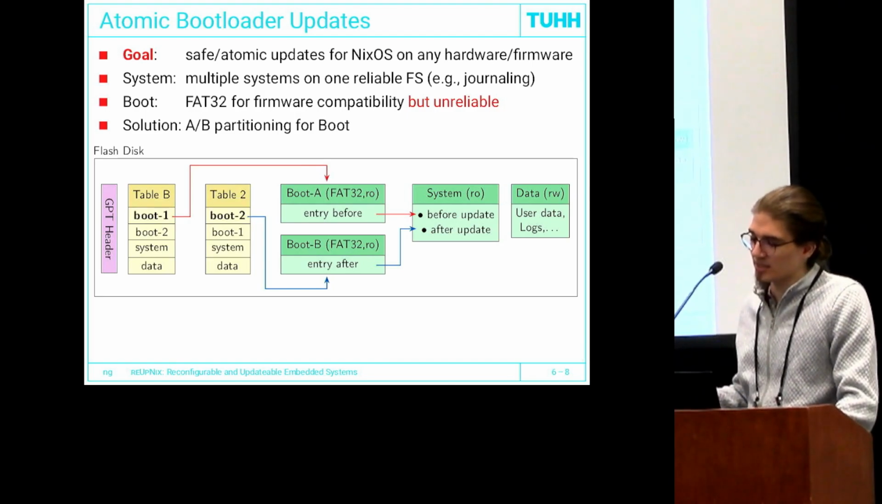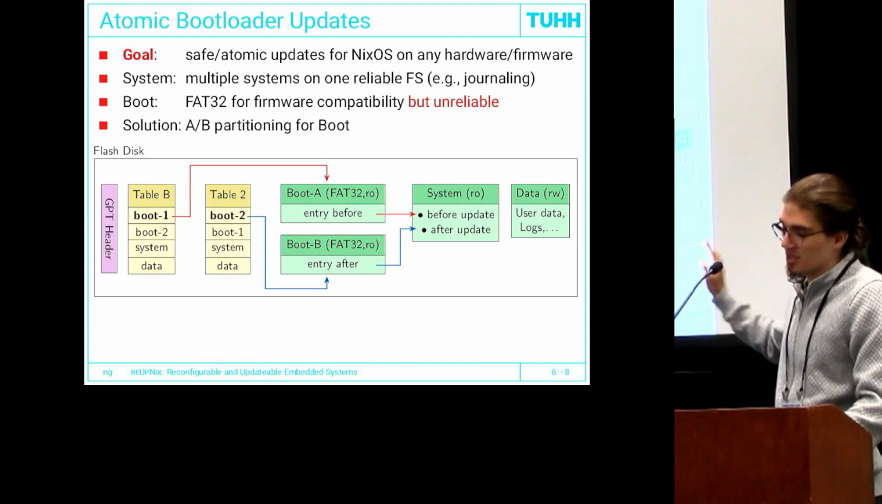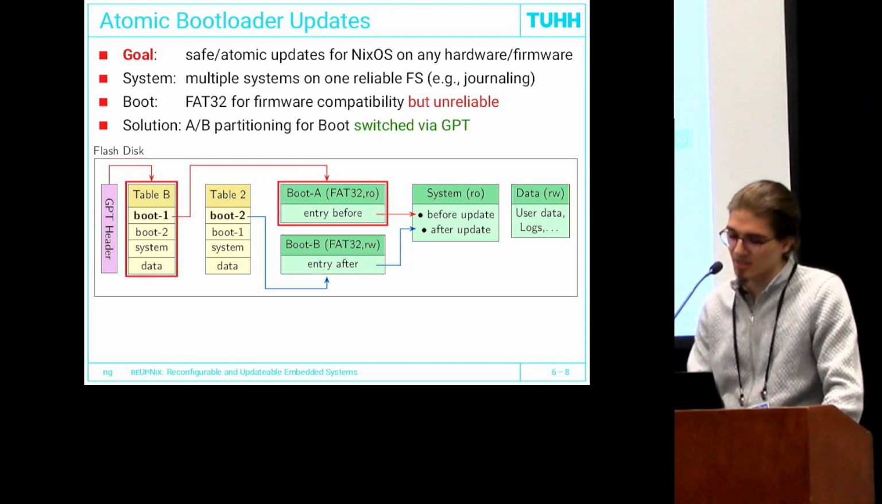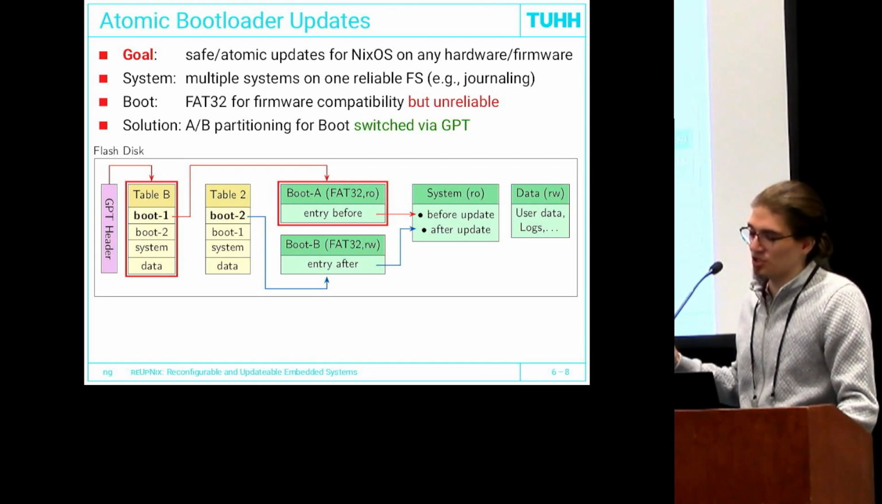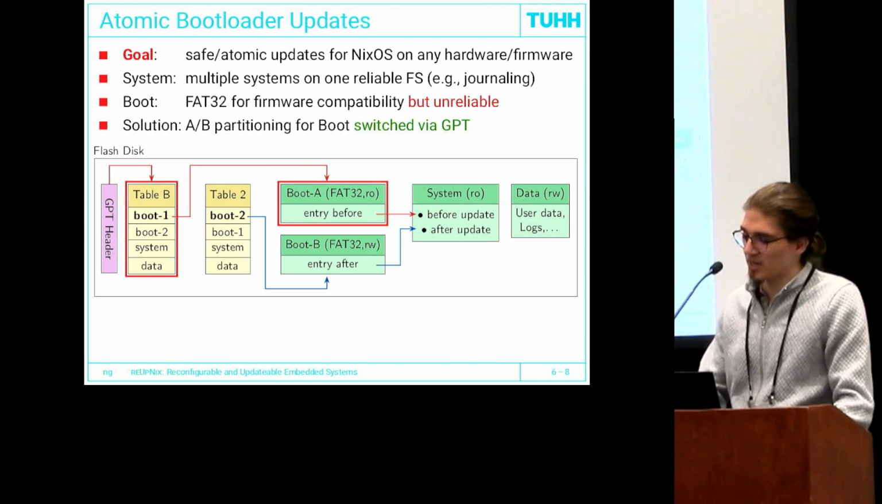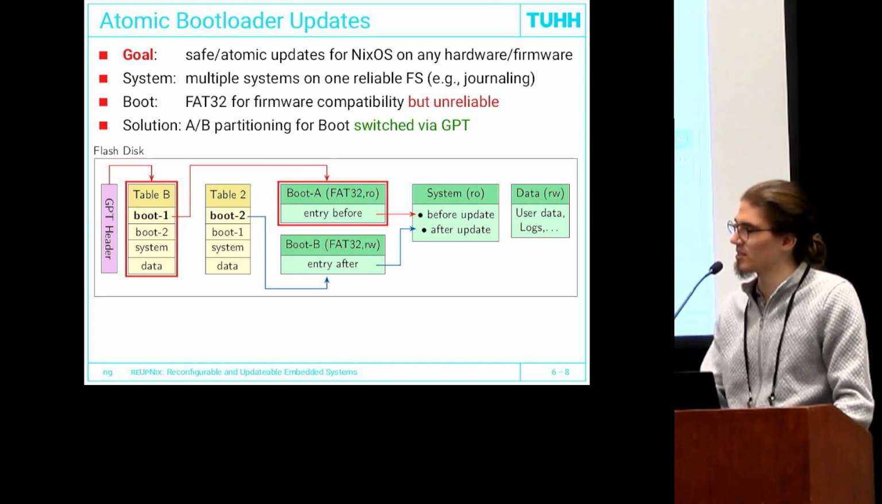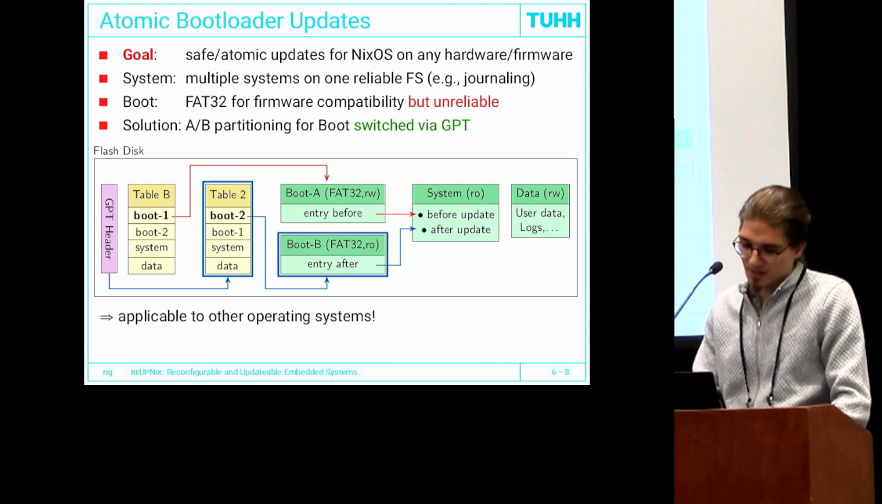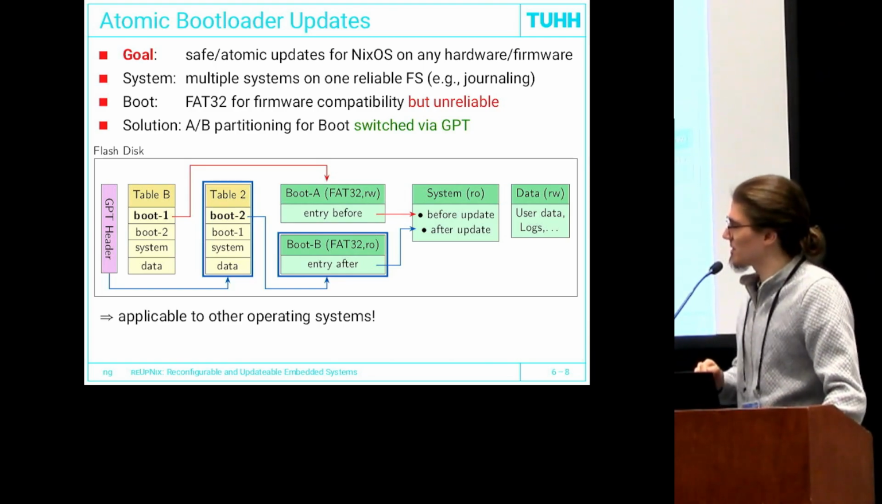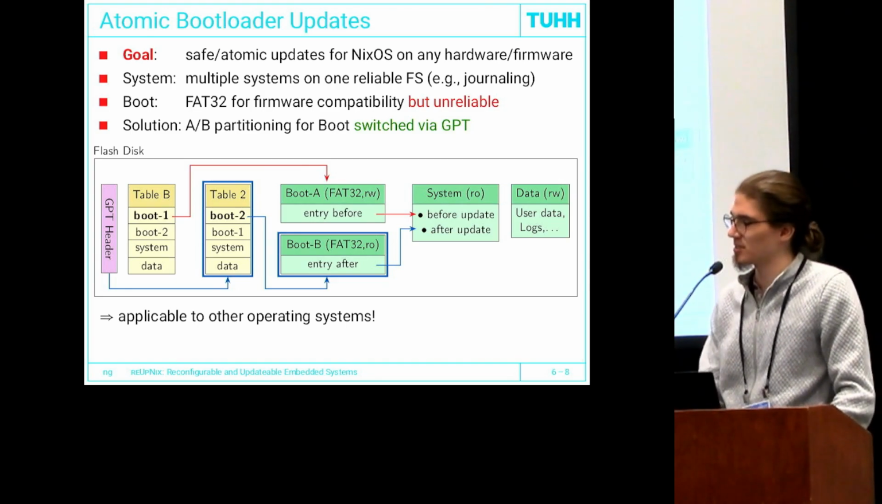Since we don't want to interact with the firmware, we also now duplicate the GPT partition table on our boot disk. And this now actually solves our issue because we can switch between the different partitionings on our system by simply overwriting the GPT header. And since this header only occupies a single disk sector on basically all flash media, we can do this in one atomic write operation. Yes, and a nice bonus about this is that it's not at all NixOS specific. This would also work for pretty much any other operating system.